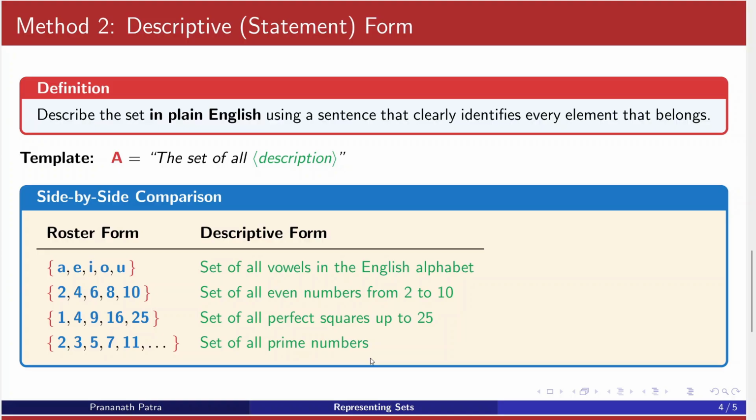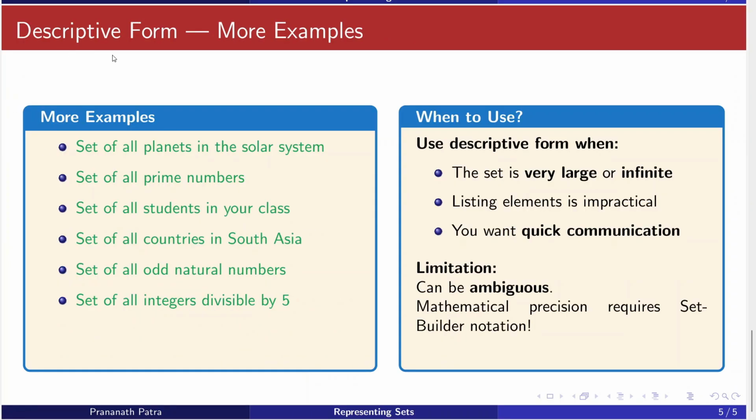Let's look at a few more examples of the descriptive form, just to get completely comfortable with it. You could have the set of all planets in the solar system, or the set of all prime numbers. How about the set of all students in your class? You can also have the set of all countries in South Asia, the set of all odd natural numbers, or the set of all integers divisible by 5. As you can hear, these are just clear, everyday sentences.